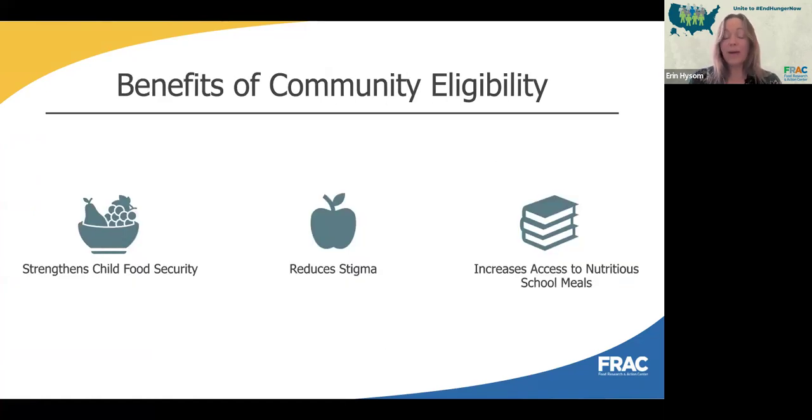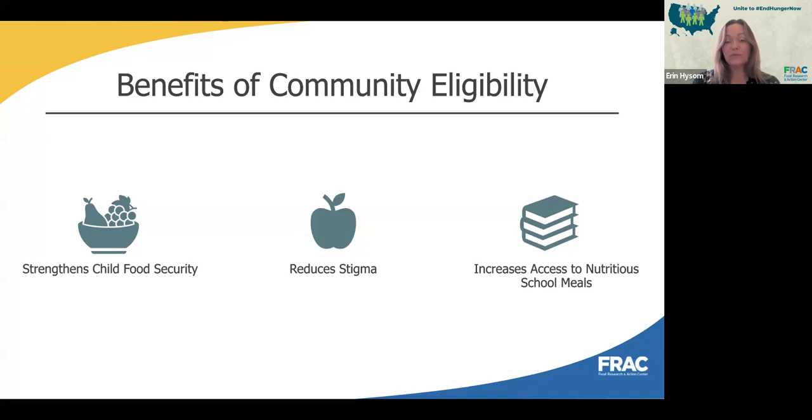So let's talk about some of the benefits. Community eligibility is wildly popular, and we'll discuss some participation data in a few slides. But why is it so popular? Community eligibility really is a win for students and their families, school nutrition departments, and the larger school community.